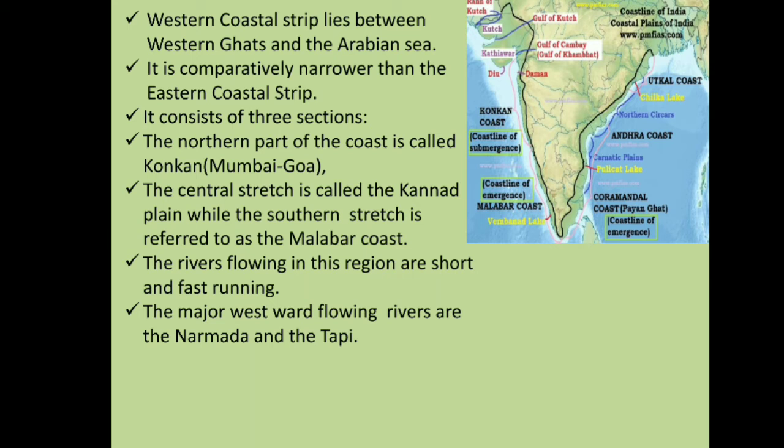The rivers flowing in this region are short and fast running. The major west flowing rivers are the Narmada and the Tapi.